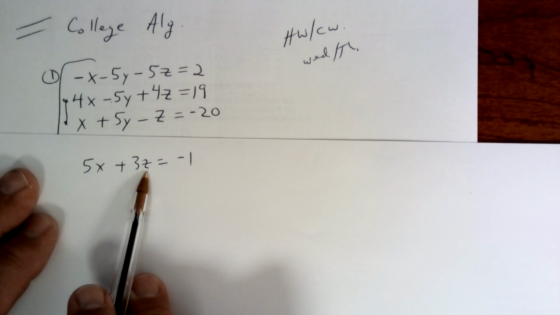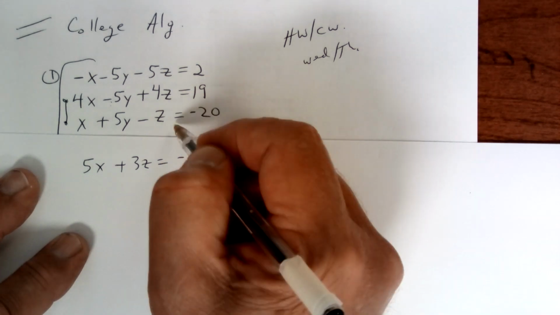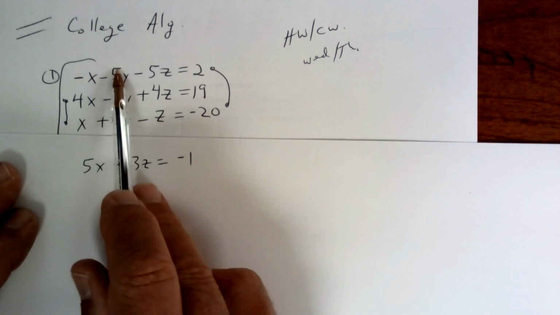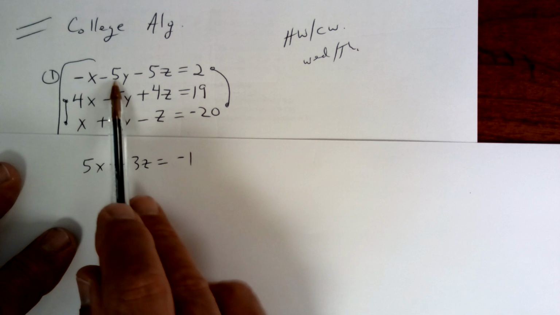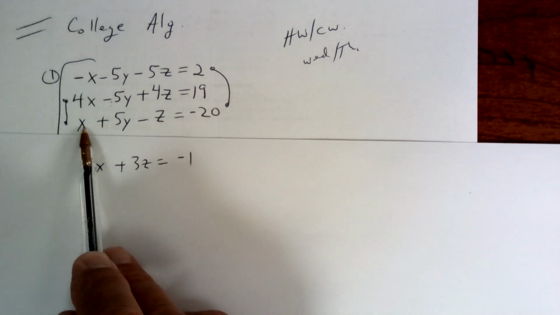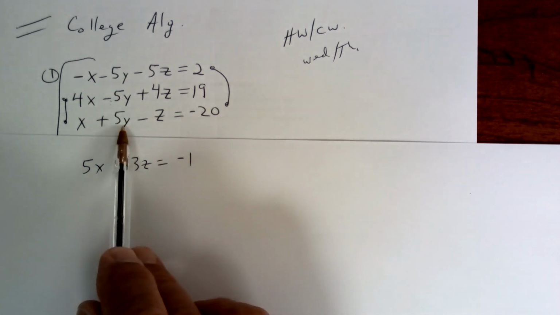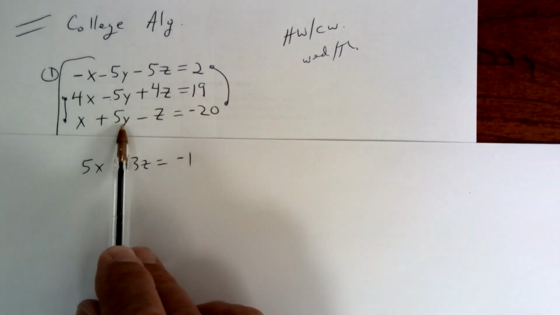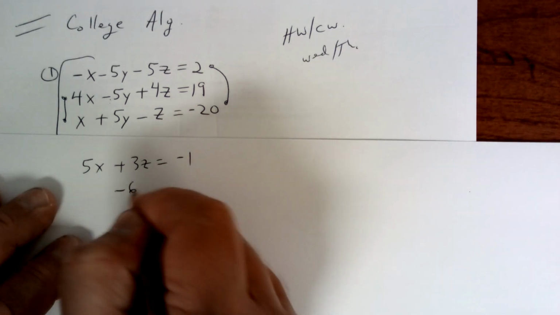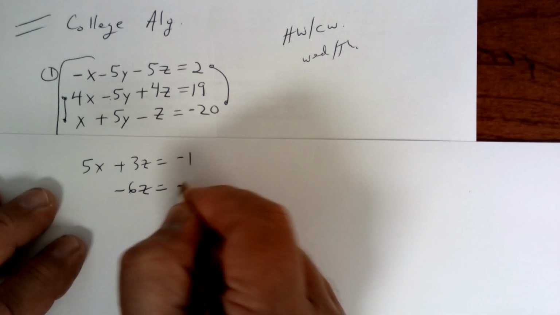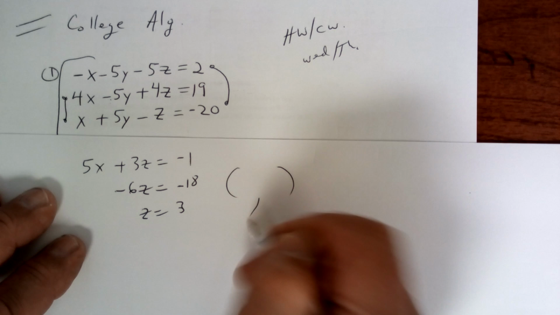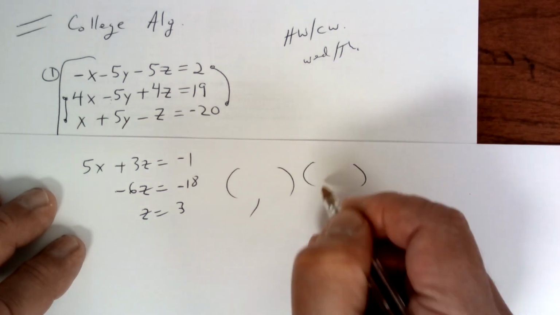Now I'm going to use this equation with one of these at the bottom. I'm going to use this one and this one because it's a plus and a minus. Okay, so you have to use that one. Well, this and this, the x cancels. And the y cancels. So this gives me a negative 6z is equal to a negative 18. So I get z is equal to 3. So now I know z. So x, y, and z.